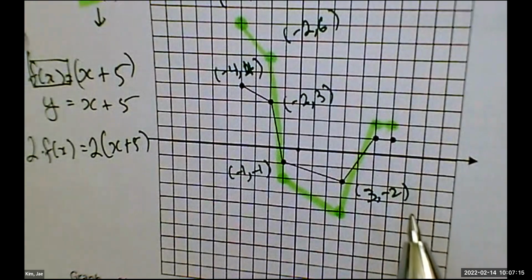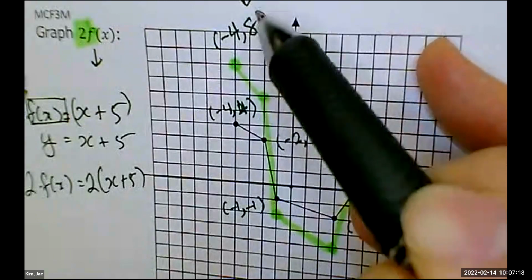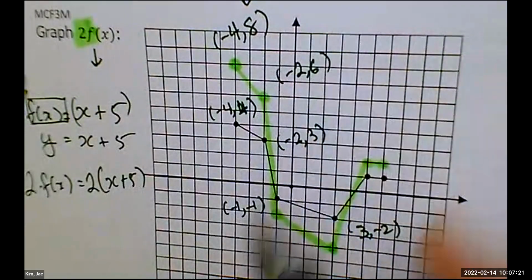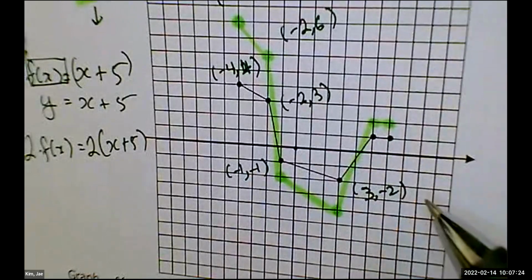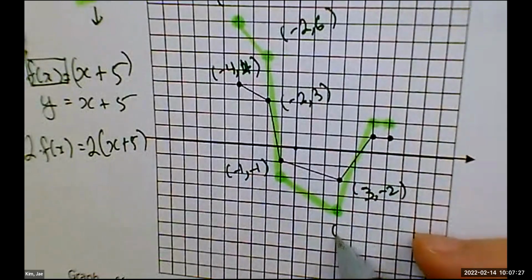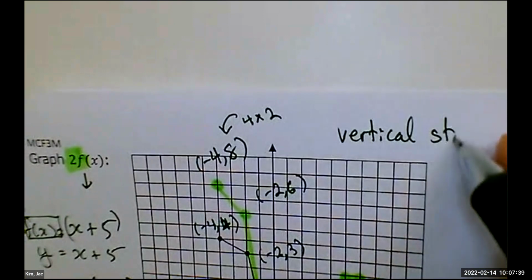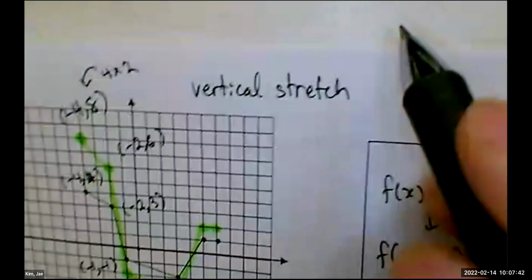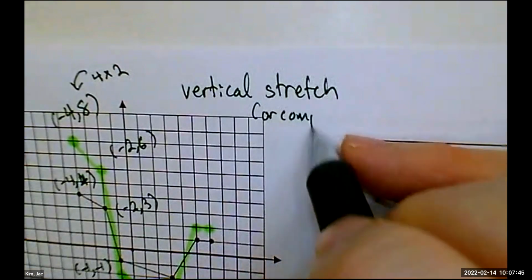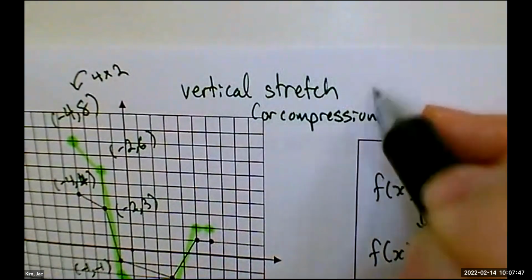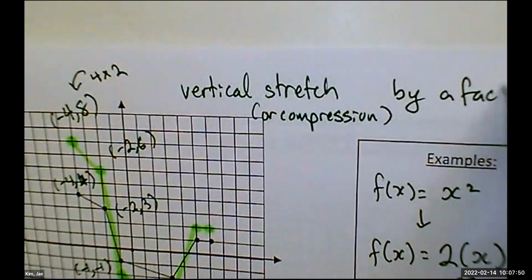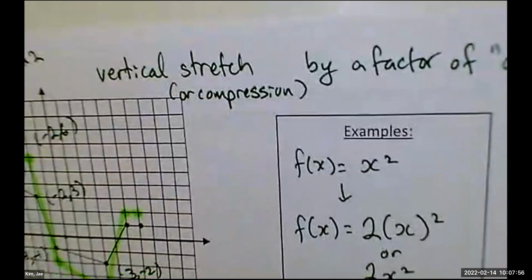Not the x, but the y value. So the positive 4 became an 8. The positive 3 became a 6. The negative 1 here became a negative 2. The negative 2 here became a negative 4. I think you get the point. So for these values, all you're doing is applying what we call a vertical stretch. It could be a compression, right? Or compression by a factor of whatever that number is.